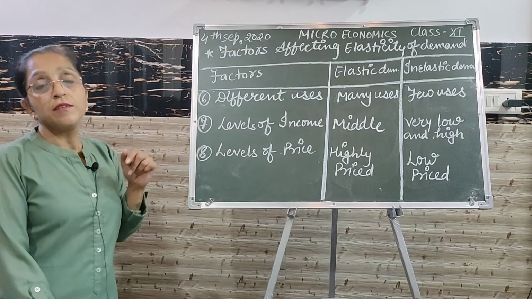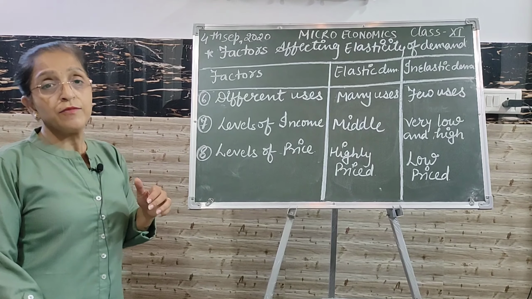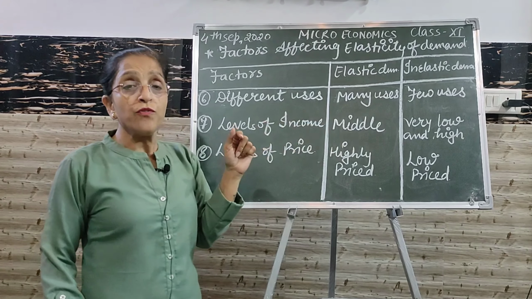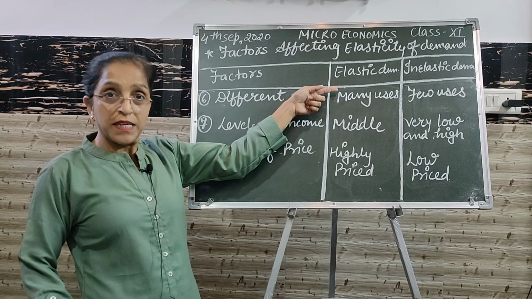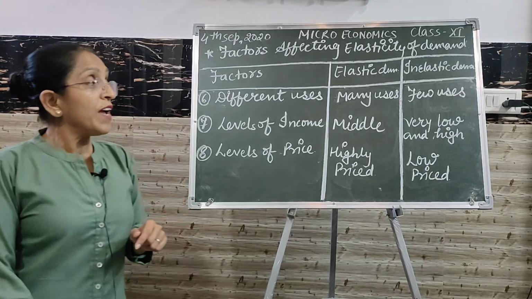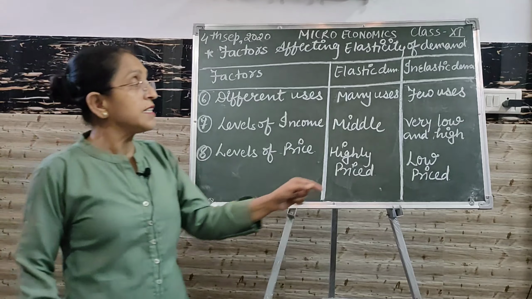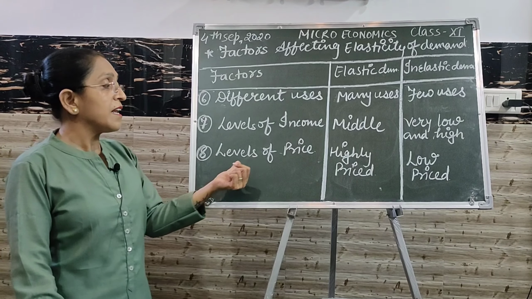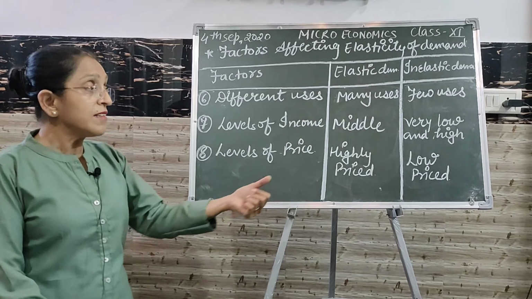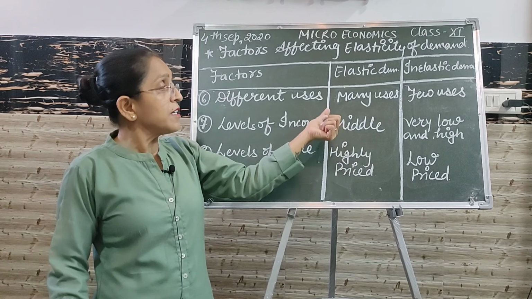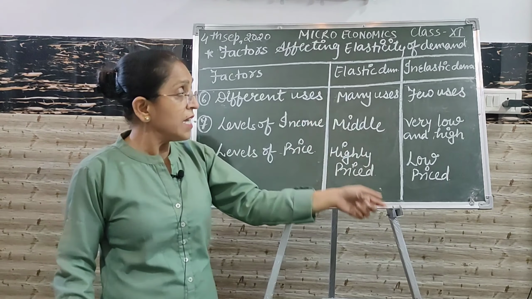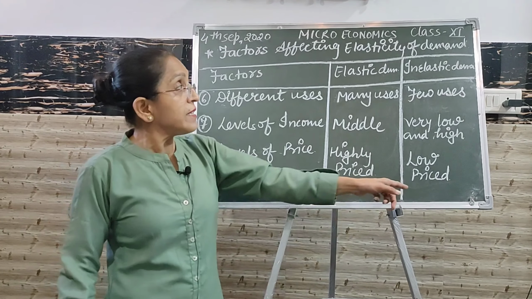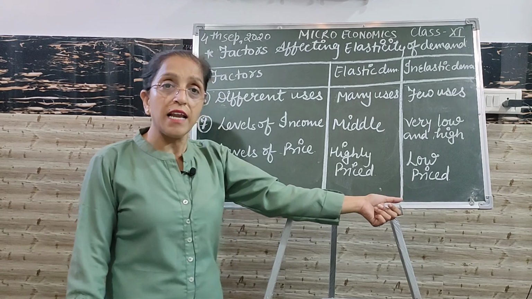Next, level of income. If the person is at an average income level, or you can say the middle income group, then the demand of such people will be elastic for a particular commodity. If the person is in a very high or very low income group, then the demand of such people will be inelastic. Last determinant, the level of price. If the commodity is highly priced, then the demand of such commodities will be elastic. If the commodity is low priced, like pencil, matchbox, needle, etc., then the demand of such commodities will be inelastic in nature.